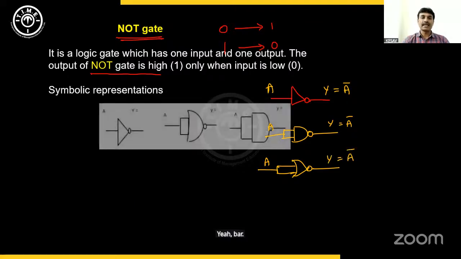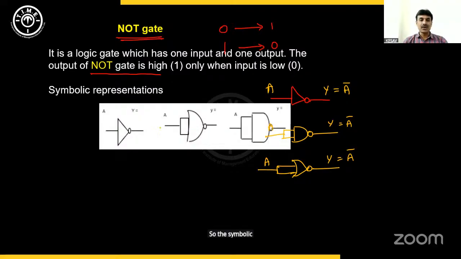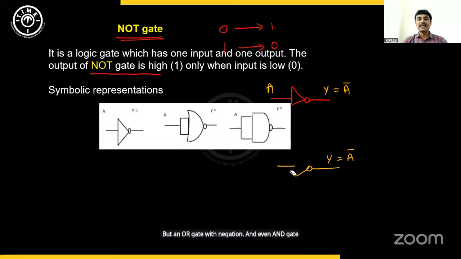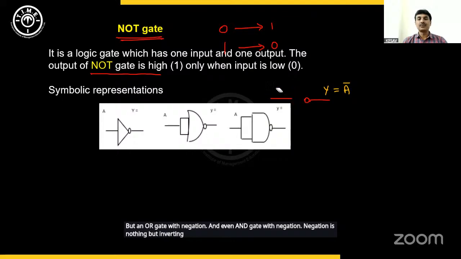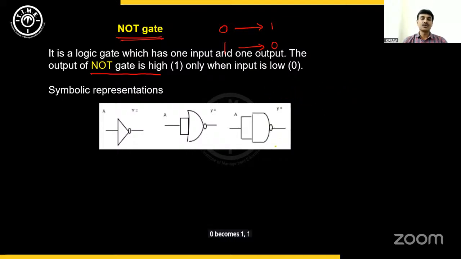That is NOT gate. So the symbolic representation of NOT gate is a diode with negation, or an OR gate with negation, and even AND gate with negation. Negation is nothing but inverting the input value. 0 becomes 1, 1 becomes 0. That negation is denoted by a small circle associated with that original gate. AND gate with a small circle here becomes a NOT AND gate. If the two inputs are commonly connected, whatever value you give here, 0, the same 0 is taken for both the inputs. So it acts as a gate with single input. Then it becomes a NOT gate.